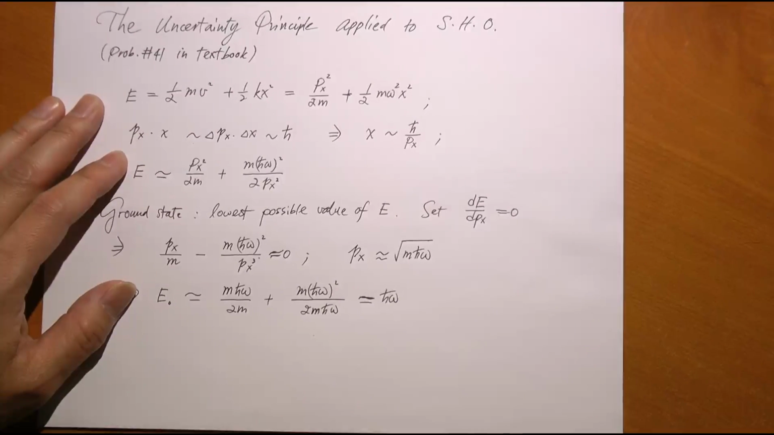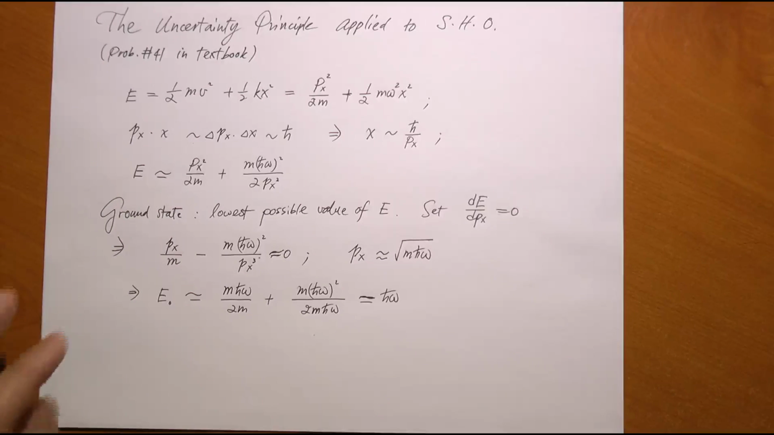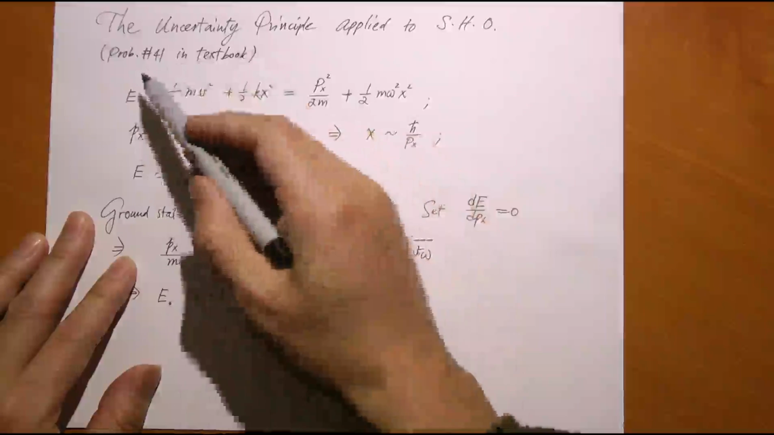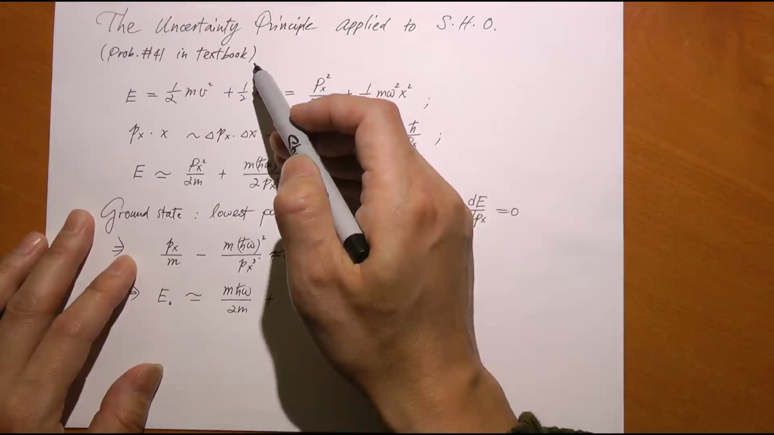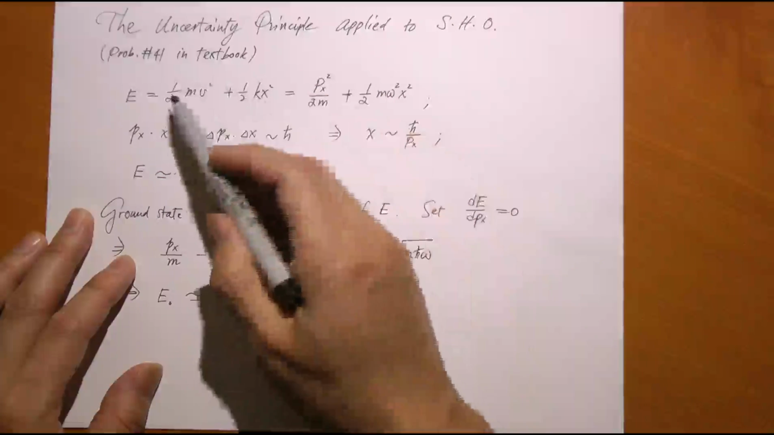We have applied the uncertainty principle to the energy levels of the infinite potential well, at least in the ground state. We do the same thing for the simple harmonic oscillator. This, in fact, is problem number 41 in the textbook. This also gives us an interesting way of estimating the ground state energy without going through all this calculation.